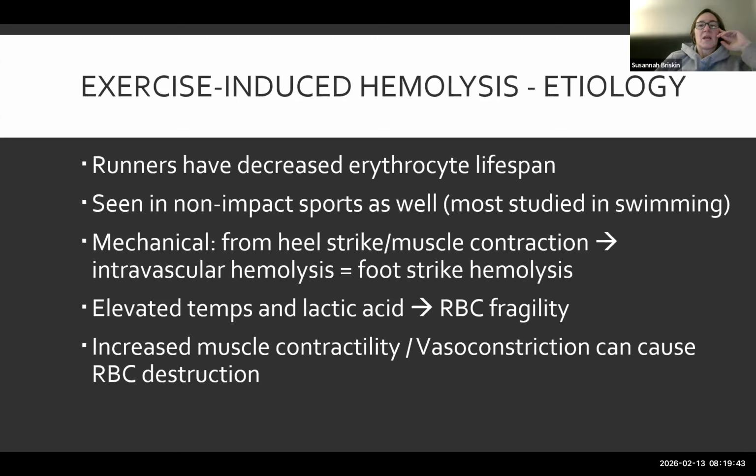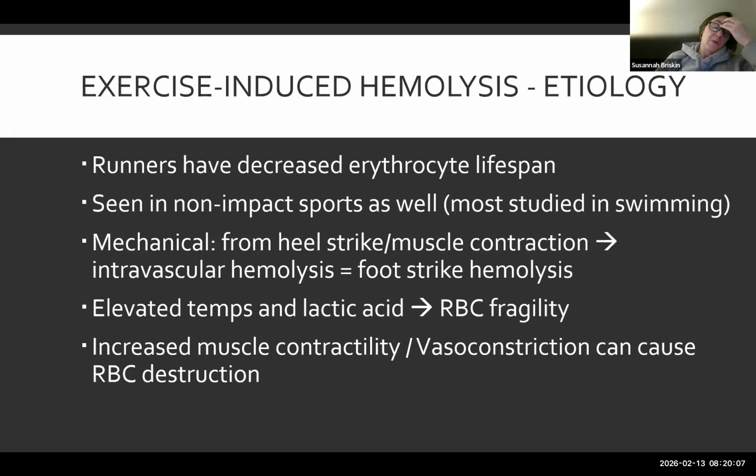So you can have that exercise-induced hemolysis, like I've mentioned briefly. It can be seen in non-impact sports as well, but most of the time it's thought to be mechanical, where you're actually having heel strike when you're running ends up causing muscle contraction, and there's some intravascular hemolysis. Most people call it foot strike hemolysis.